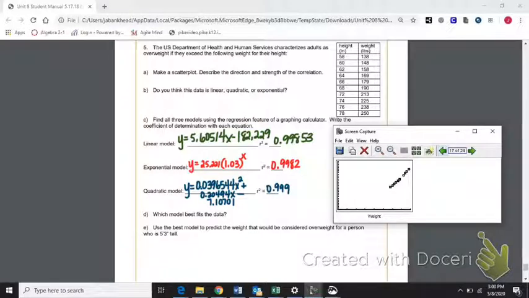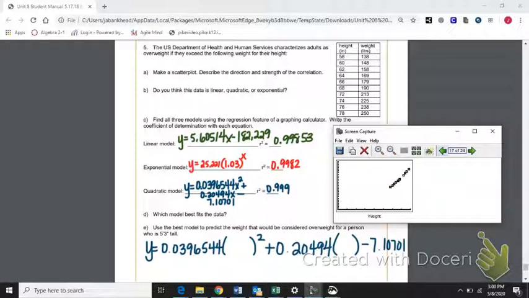We're going to use that model to predict the weight that would be considered overweight for a person who is 5'3". Go ahead and make your prediction. Remember, the heights in our data are measured in inches, so do that conversion first. So someone that's 5'3", who would be 63 inches tall, would be considered overweight by this model at 163 pounds. Now you're going to have some data to analyze on your own in the practice section.